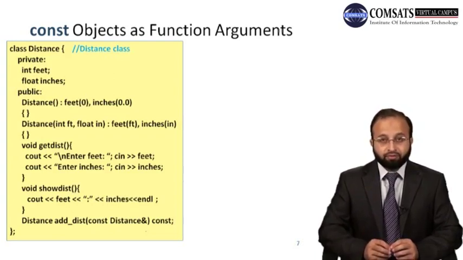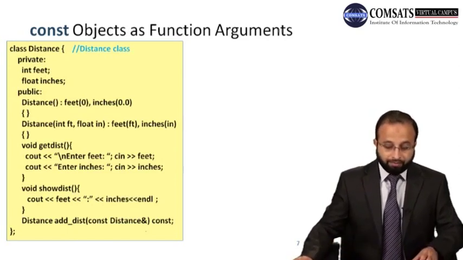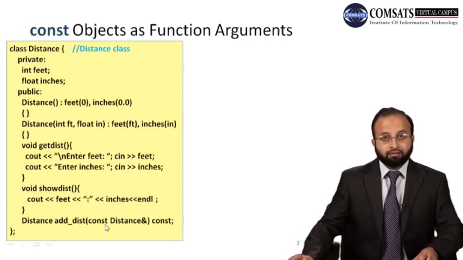Now you pass that object by reference, this means that you are passing the reference of this object, or the reference of that particular object is created in the add_dest function, and through that reference the add_dest function can change the value of the original distance object that you passed while calling this function.